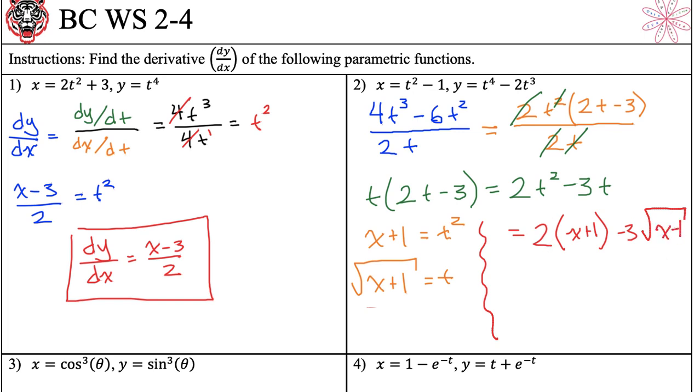And I could simplify that just a little bit, and I could say, yeah, that's equal to 2x plus 2 minus 3 square root of x minus 1. It is x plus 1, yeah, good catch. Log it. Give it to someone else. That has not been established yet.